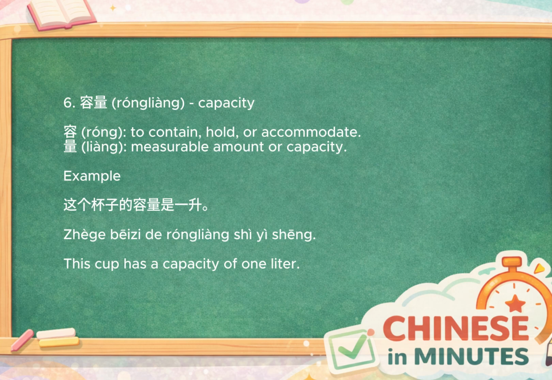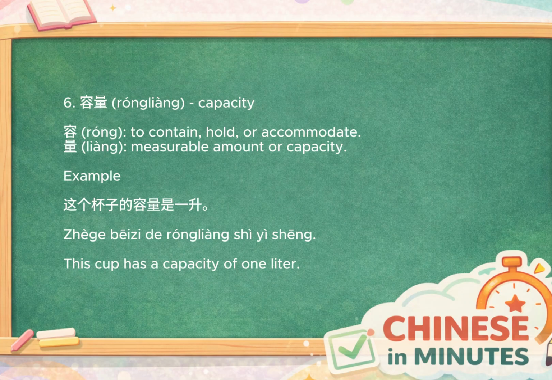Next is 容量, which means capacity. The character 容 means to contain or to hold, while 量 means amount. Together, 容量 literally means the amount something can hold. You'll often see this word when talking about bottles, cups, water tanks, hard drives, or phone storage. For example, 这个杯子的容量是1升. This cup has a capacity of 1 liter. Whenever you want to describe the maximum amount something can hold, 容量 is the word to use.